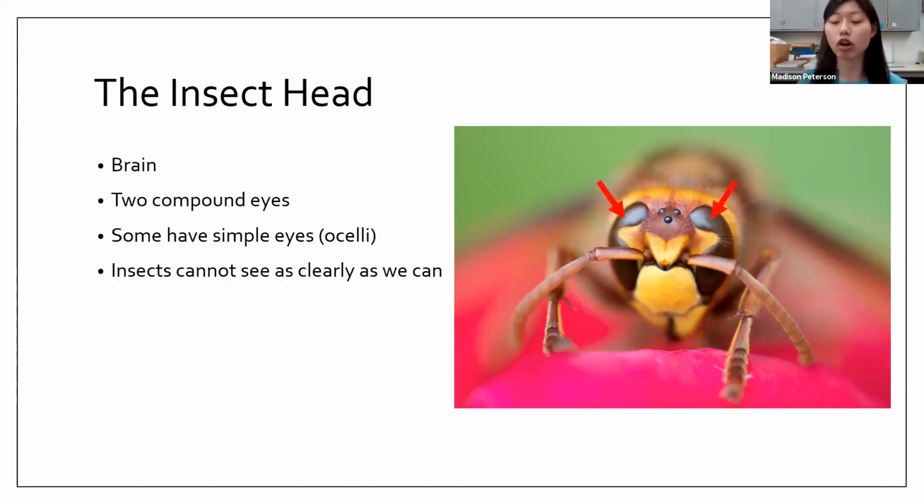They have 2 large compound eyes, which they use to see. And some insects have simple eyes called ocelli. These ocelli, they don't use them to see, but they use them to detect light. So you might be thinking, well, if an insect has 5 eyes, it can see really well, right? Well, not exactly. Actually, insects cannot see as clearly as we can.